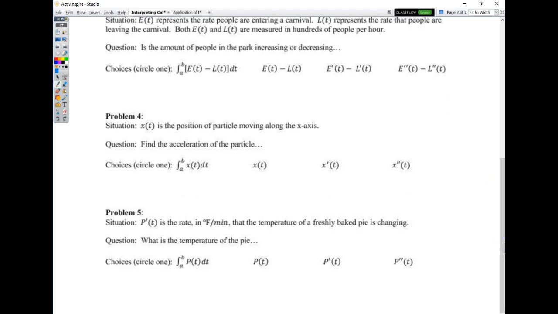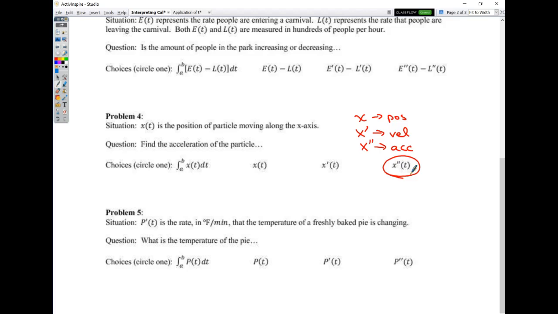Question number 4 was simply: x is the position, find the acceleration. This should be of no difficulty to you. You should know that if x is position, then x prime is velocity and x double prime is acceleration. That is a relationship that you must know like the back of your hand. That is something that you have to have. So that one I'm not going to spend a huge amount of time on.